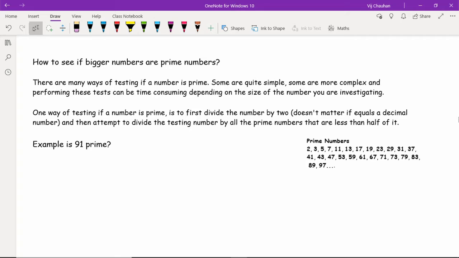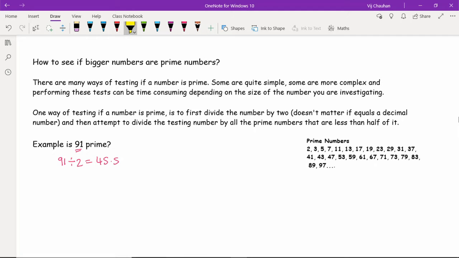Now if that makes absolutely no sense to you at all, do not worry, because I'm going to go through it. For example, 91 divided by 2 is 45.5. So what I'm going to do is try and divide 91, because that's my number, by all the prime numbers that are under 45.